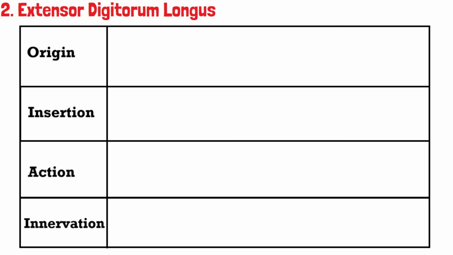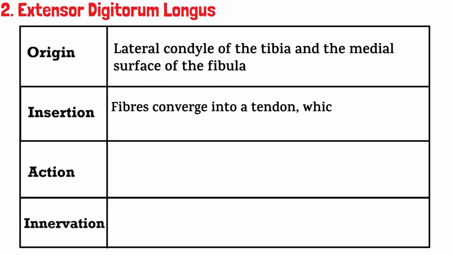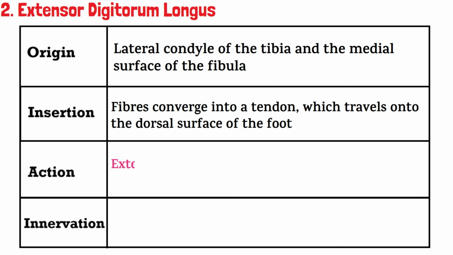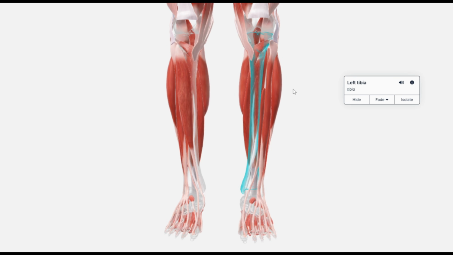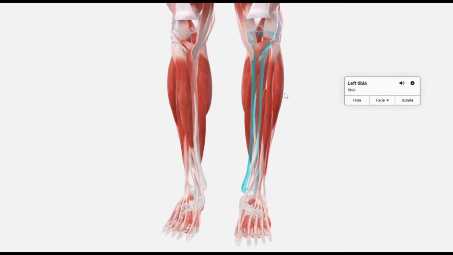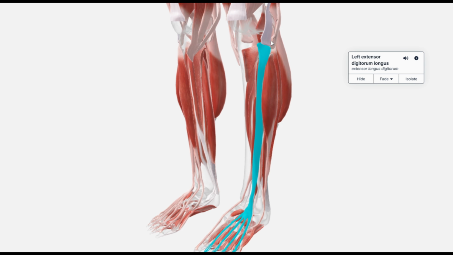This muscle originates from the lateral condyle of the tibia and the medial surface of the fibula. The fibers of the muscle converge into a tendon which travels onto the dorsal surface of the foot. Action of the muscle is extension of the lateral four toes and the dorsiflexion of the foot, and it is supplied by the deep fibular nerve. Let's have a look. As you can see, this bone highlighted in the blue is the tibia, and this muscle which you can see is the extensor digitorum longus.